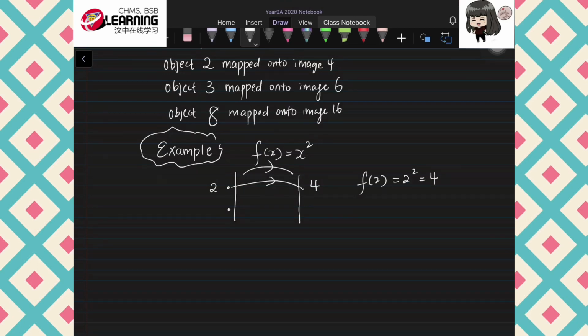Okay, the object negative 2, after you square it, it will go to 4. So your output is 4. Object negative 2 maps onto image 4.